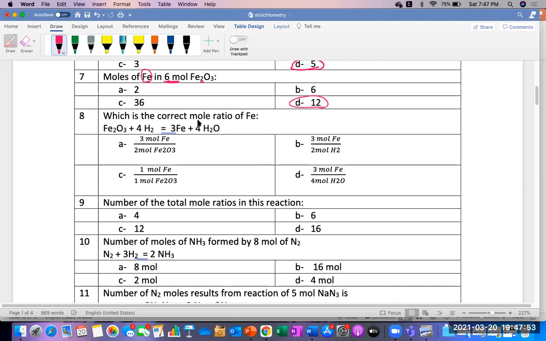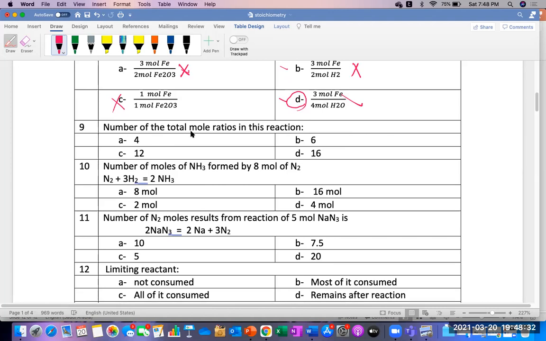Which is the correct mole ratio for Fe? We need one of these to be a correct molar ratio representing Fe. First, we have 3 moles of Fe, so I need one with 3 moles of Fe. For the first one, 2 moles of Fe, no, actually we have 1 mole because this is the coefficient, 1 mole. So this will be wrong. For this one, 2 moles of hydrogen, and again hydrogen has a coefficient of 4, so 4 moles. So it will be wrong. So this one will be 2.